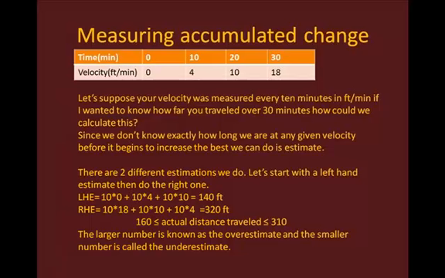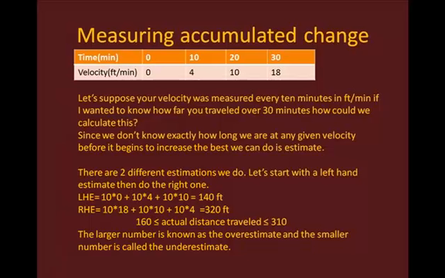There's two different estimations that we will learn. Let's start with what's called a left-hand estimation. That will be abbreviated by LHE. When you look at the table, the first thing you want to notice is what the time intervals are. So here we're counting by tens because we're checking every 10 minutes.